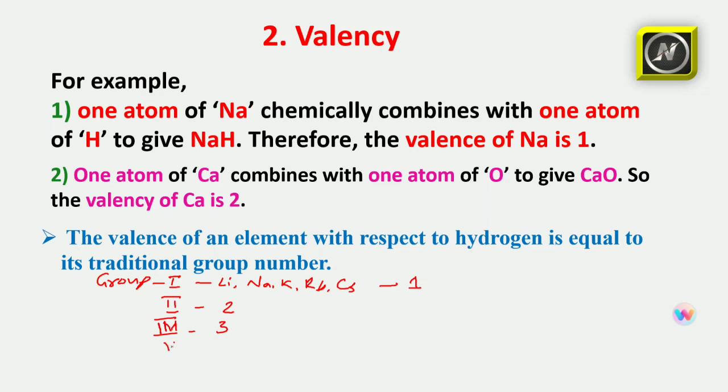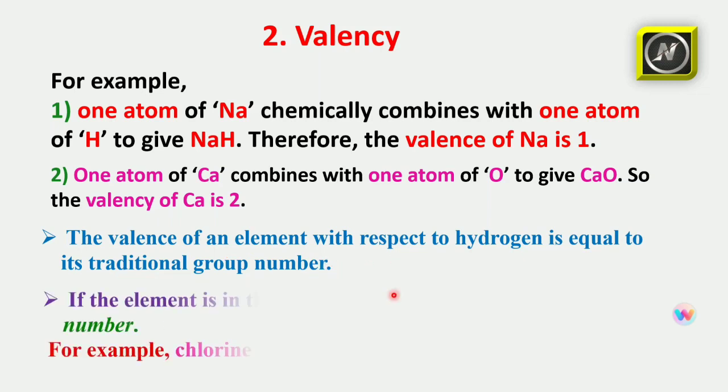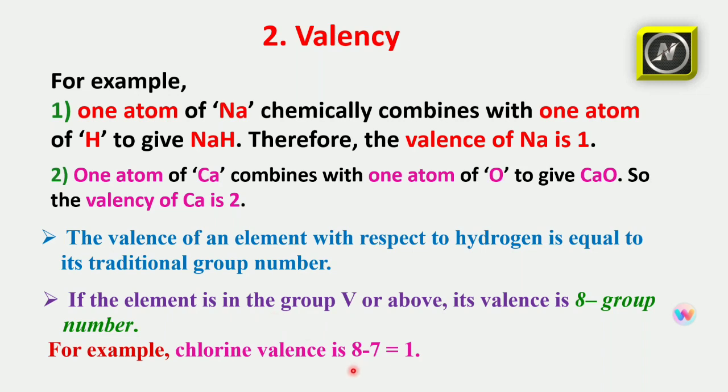And coming to the group 4 elements, the valency is equal to 4. What are the group 4 elements? Carbon, silicon, germanium, tin, lead. These are the group 4 elements. Up to group 4, the valency of an element with respect to hydrogen is equal to its traditional group number. Clear? Up to the 4th group we have seen, its valency is equal to group number.